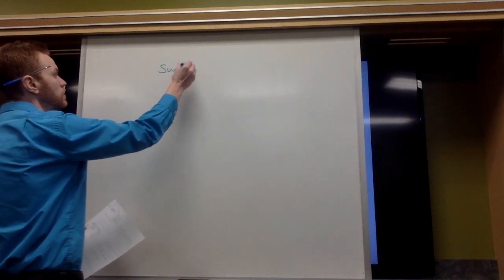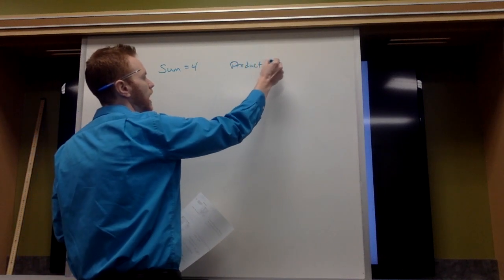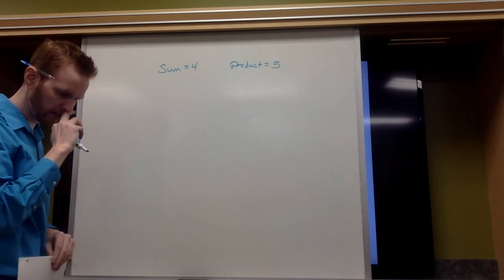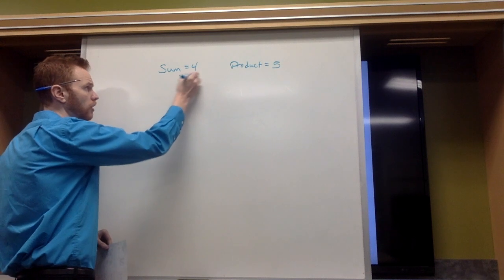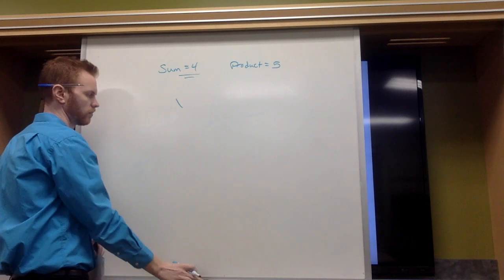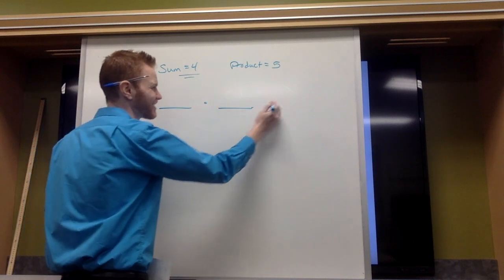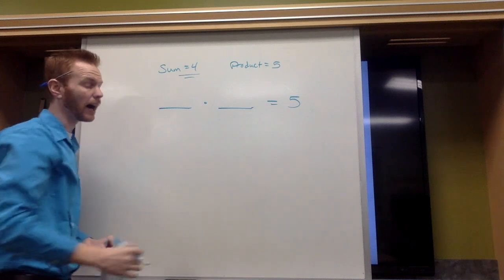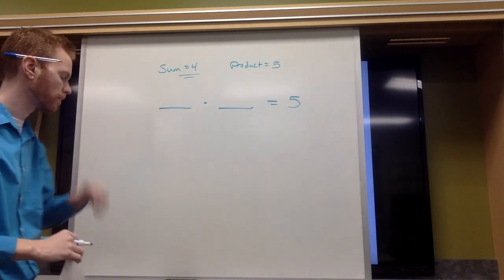So the sum is 4. The product, when they're multiplied together, is 5. Okay. What do I want to do? Well, how about, let me just do this for instance. I'm starting to reveal the answer. I was just starting to write it. So if I multiply these 2 numbers together, I get 5. But if I add these 2 together, I get 4.